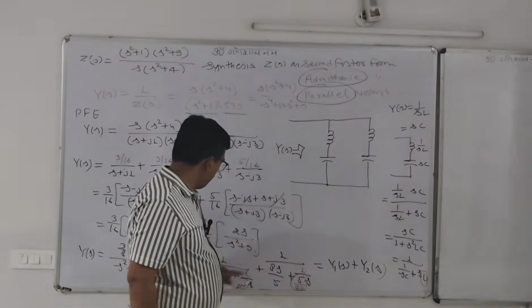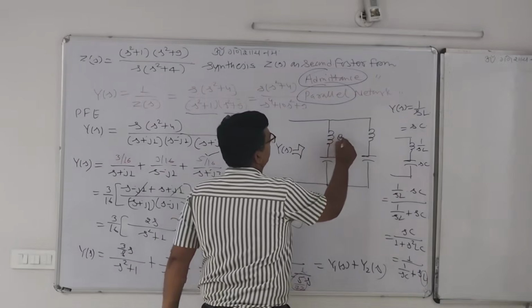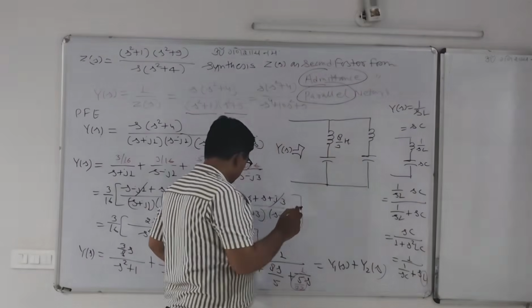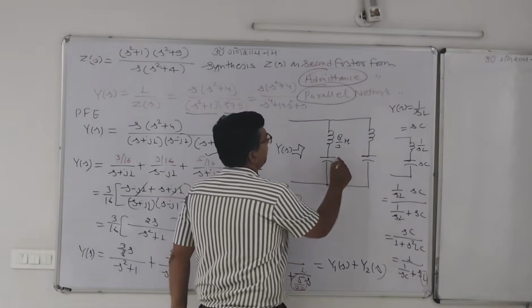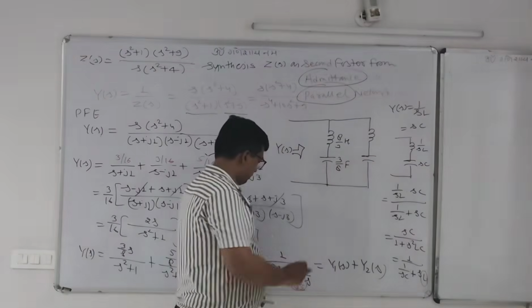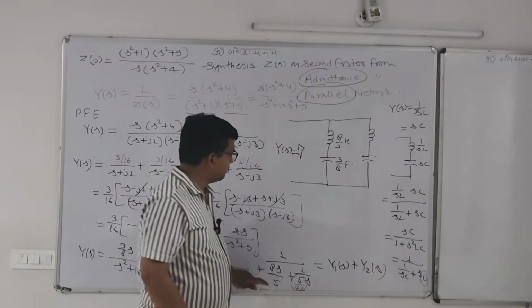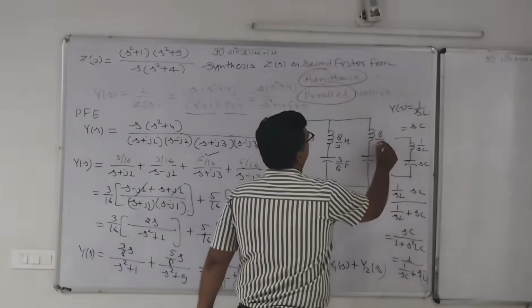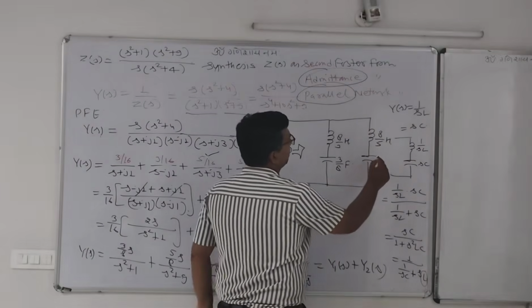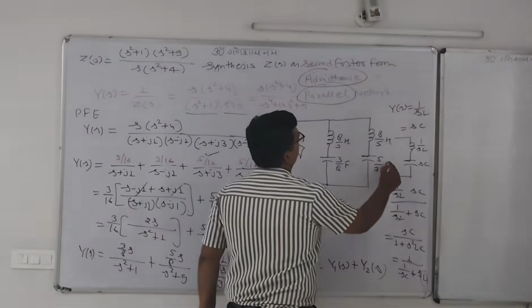Now, what is the value of this inductor? The inductor value is 8 by 3 Henry. What is the value of the capacitor? That is 3 by 8 Farad. Similarly here, this is 8 by 5 Henry. And this is our 5 upon 72 Farad.